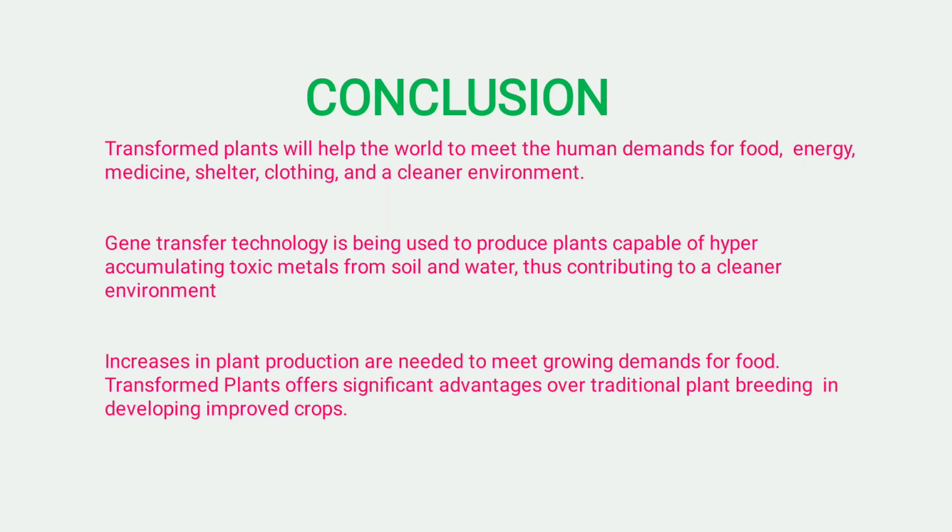Gene technology can be used in making plants accumulate toxic metals. We all know there are various pollutants polluting the soil and the water, caused by our own needs. We go for chemical fertilizer, and the more chemicals we add, the more they accumulate. So we can produce a transgenic plant which is capable of hyperaccumulating toxic metals from the soil and water. The ultimate result is a cleaner environment. So the prime goal is the cleaner environment. This is significantly advantageous over traditional plant breeding methods for the production of improved crops.